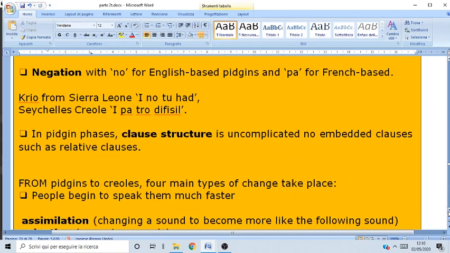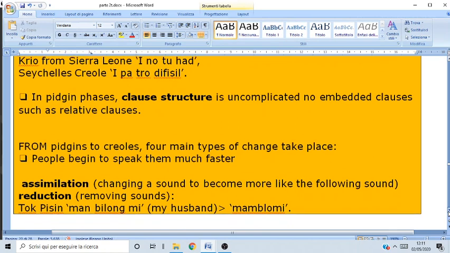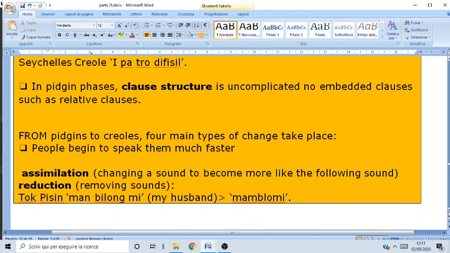We talked about how negation is created in pidgins, in English-based pidgins and French-based pidgins. Obviously, there's "no" for English and "pas" for French without the ne. And a simplified clause structure. Okay, you're not going to find relative clauses in a pidgin.